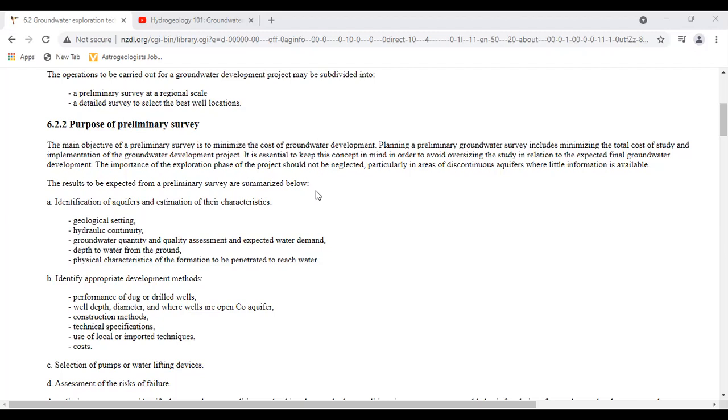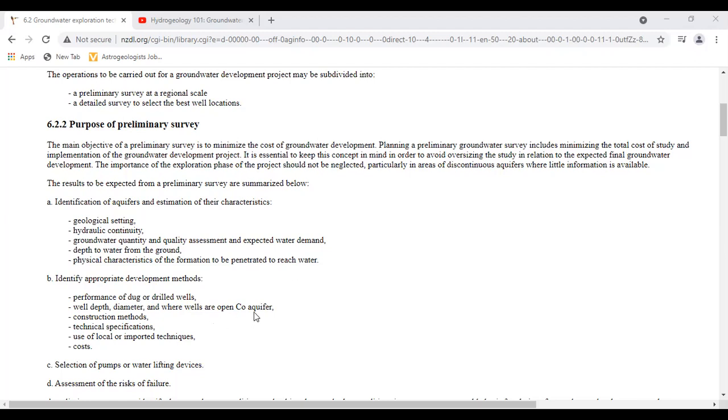Next one is the depth to water from the ground. So from the ground surface, at what depth we identified groundwater available is also an important thing. Next one is the physical characteristics of the formation to be penetrated to reach water. Physical characteristics means here some geophysical instruments we have to use to penetrate and reach water.